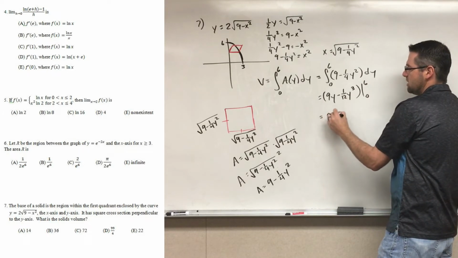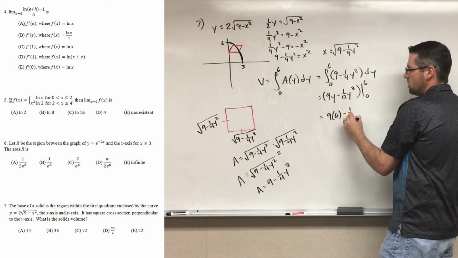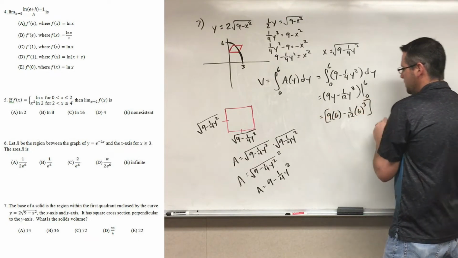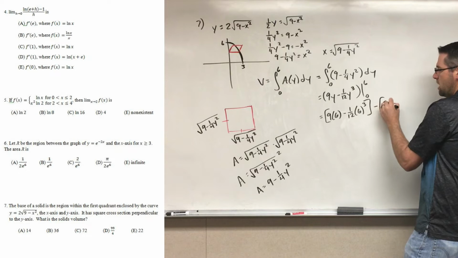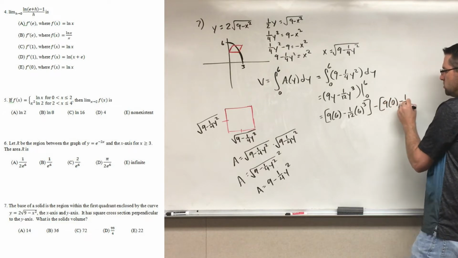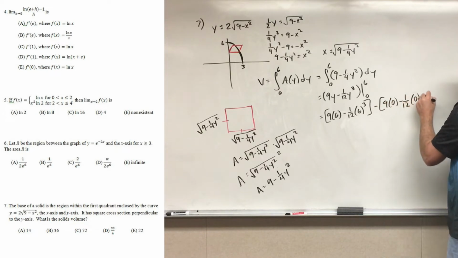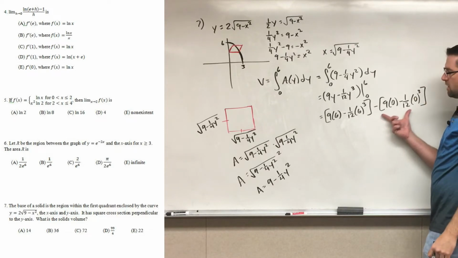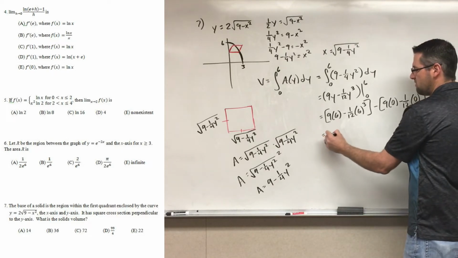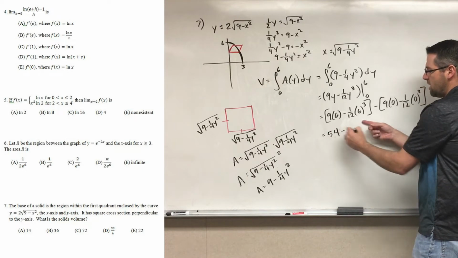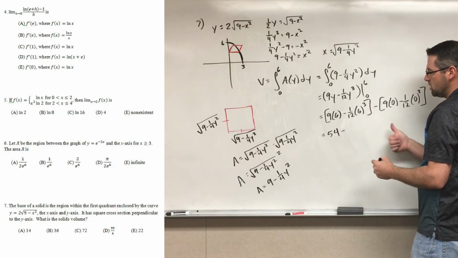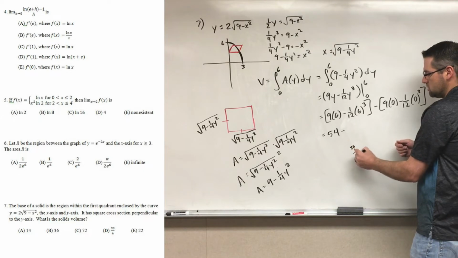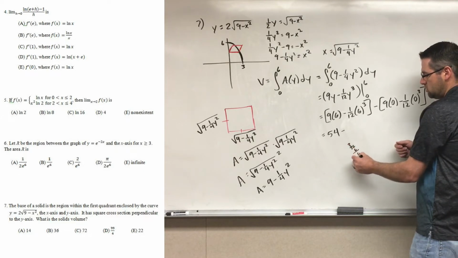So that'll be 9 times 6 minus 1/12 times 6 cubed. And then subtract 9 times 0 minus 1/12 times 0 cubed. Well, that's all going to zero out, so that's okay. And then we can simplify this. So that'll be 54 minus 6 cubed. 6 times 6 is 36, times another 6. That's going to be 216.